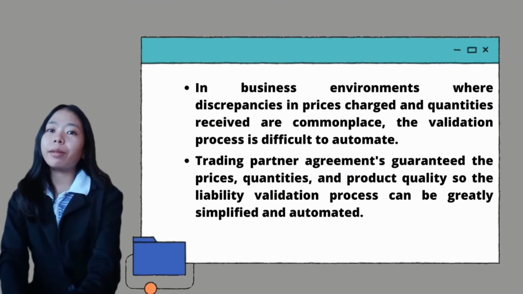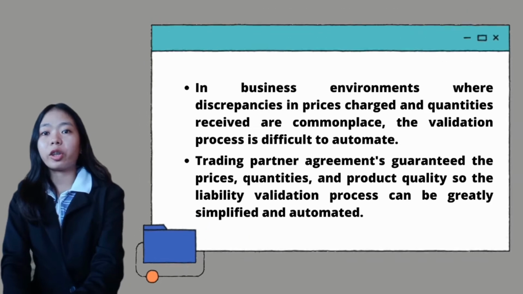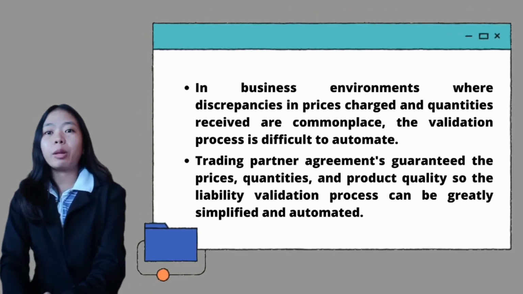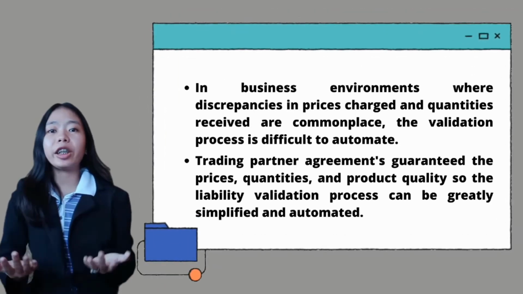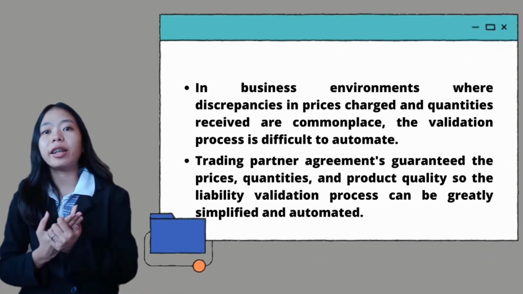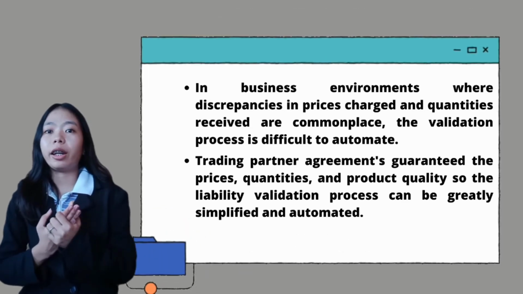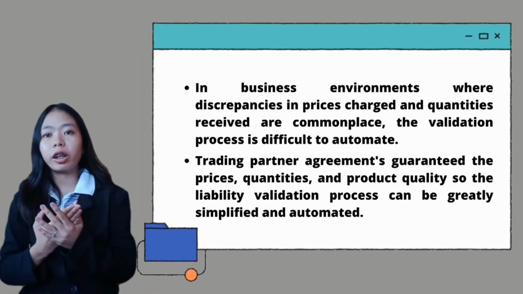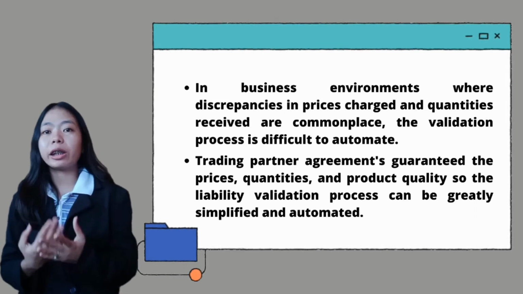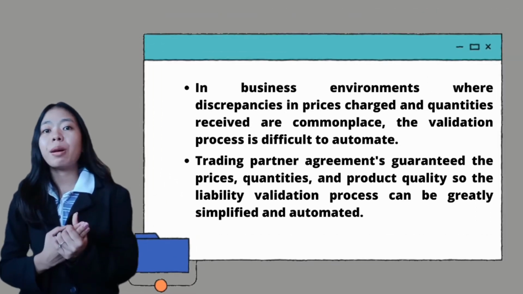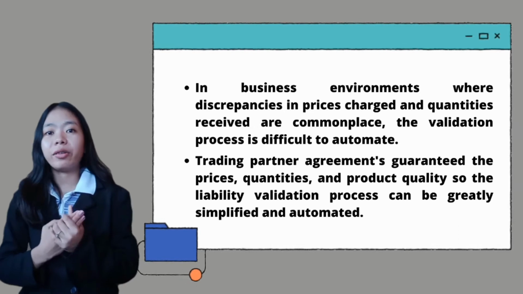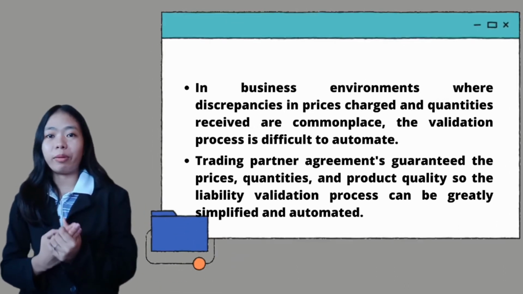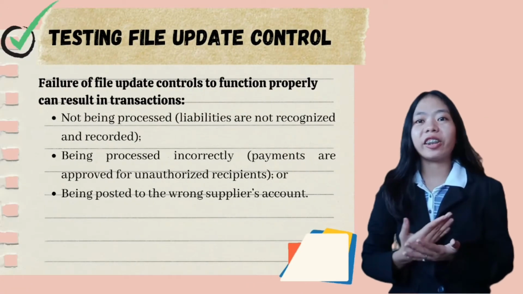In a business environment where discrepancies in price, charge, and quantities received are commonplace, the validation process is difficult to automate. In this type of business setting, many organizations employ manual procedures for reconciling supporting documents and validating the liability. Trading partner relationships stabilize the business environment and permit organizations to depart from traditional accounting procedure. Because prices, quantities, and product qualities are guaranteed by the trading partner agreement, the liability validation process can be greatly simplified and automated. Lastly, testing file update controls.